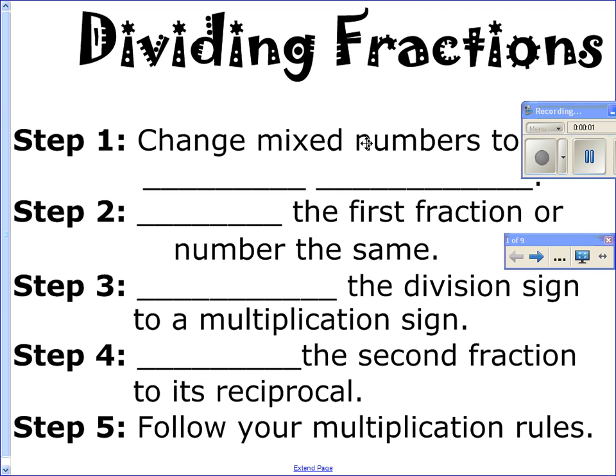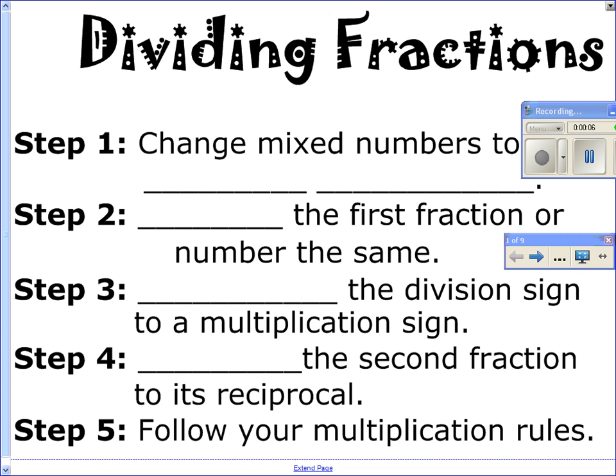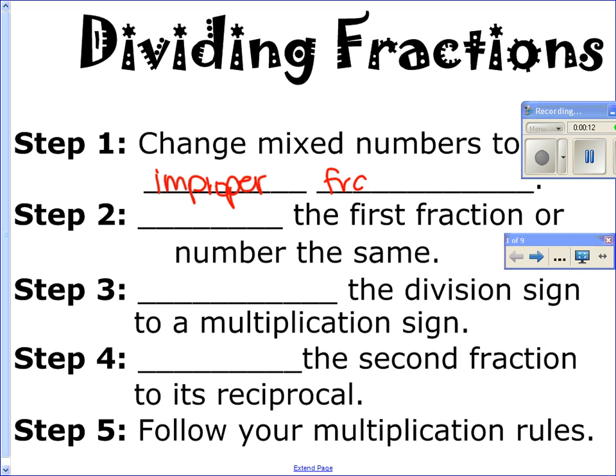Okay, here are your notes for dividing fractions. Your step 1 is to change the mixed numbers to improper fractions. Just like when you were multiplying fractions, you changed mixed numbers to improper fractions.